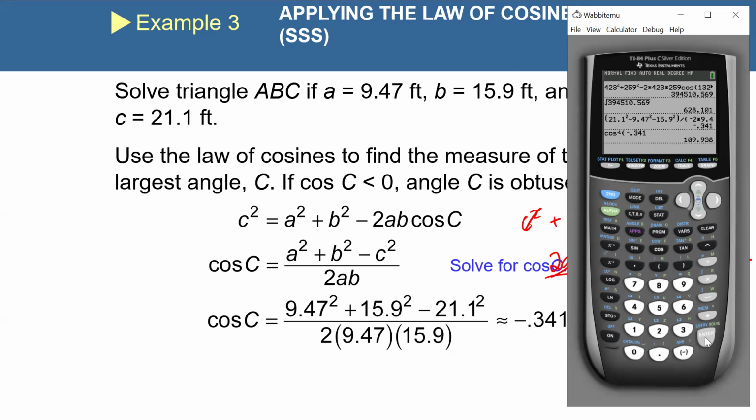That's a lot more work. Not do that. So like I said, you have the choice to plug in and isolate, or isolate then plug in. Doesn't matter which one you choose to do.